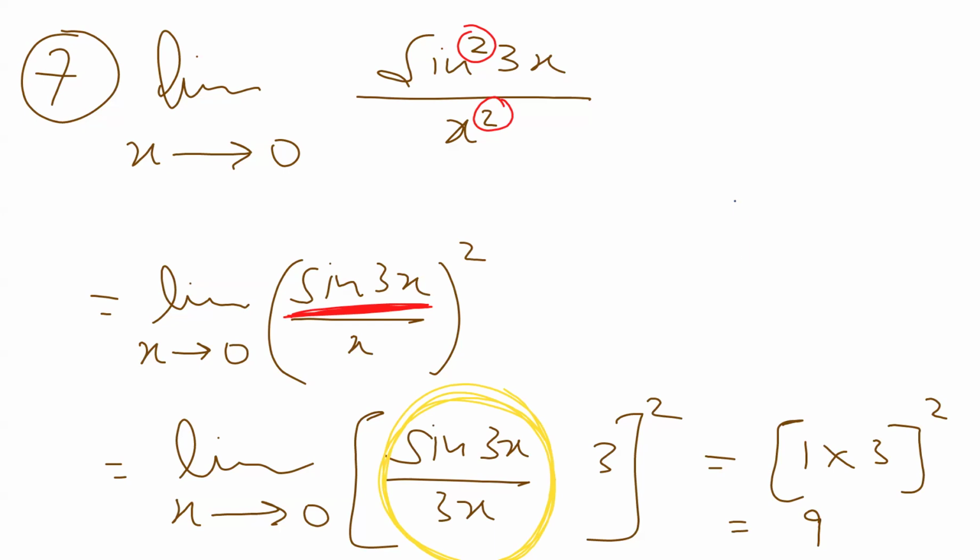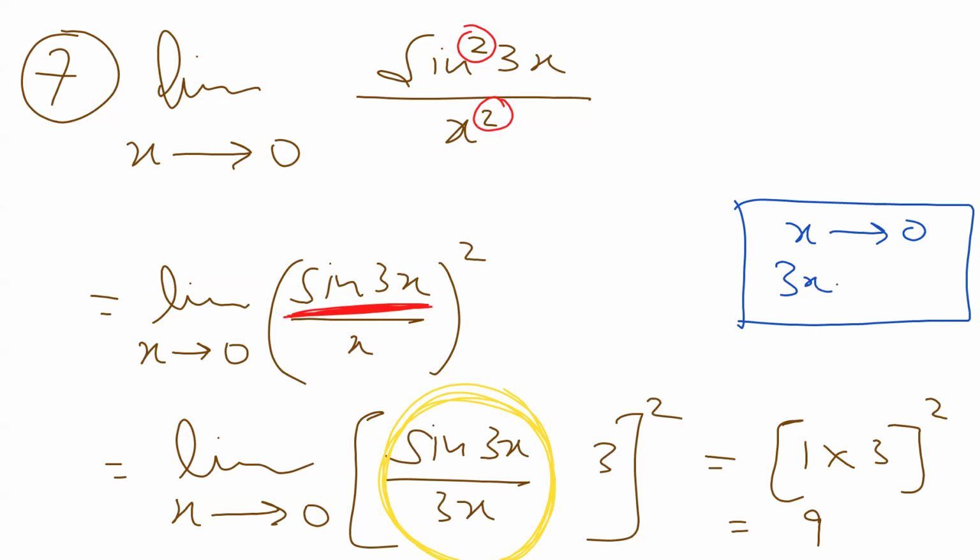Tan, after this one note you are supposed to write. What is that note? If x approaches 0, then 3x will also approach 0. Correct. This note has to be written.